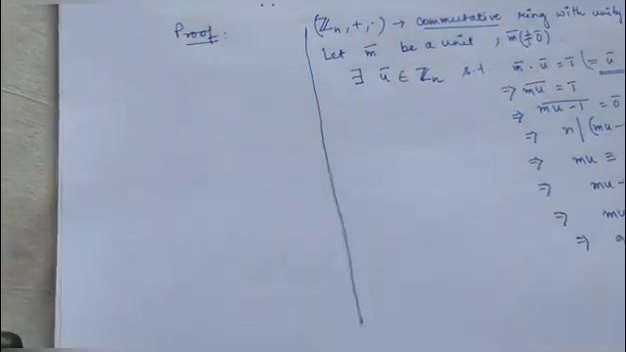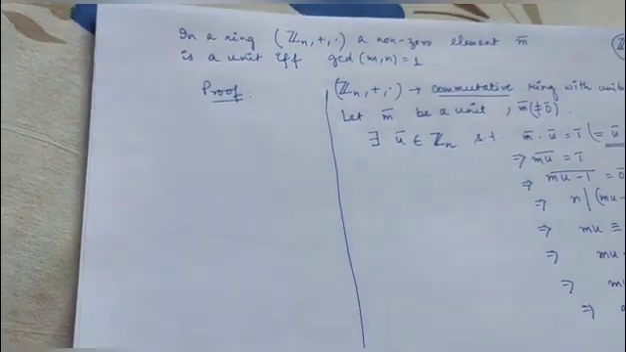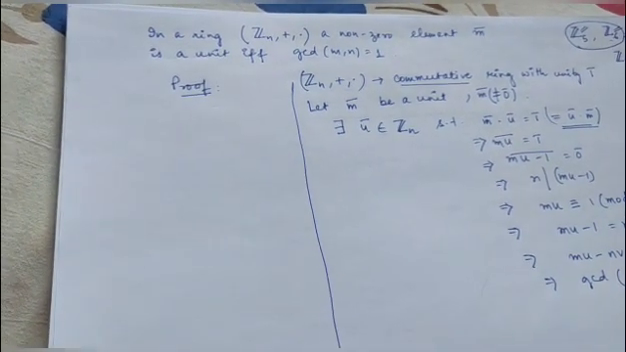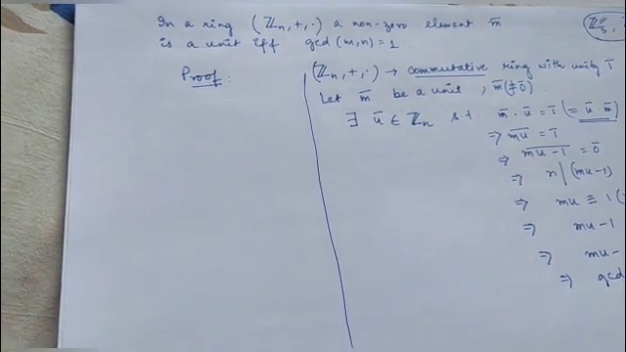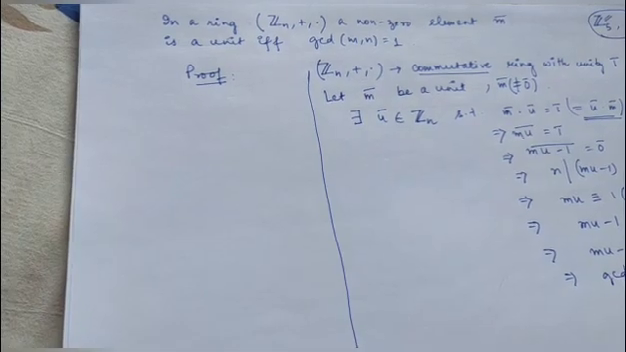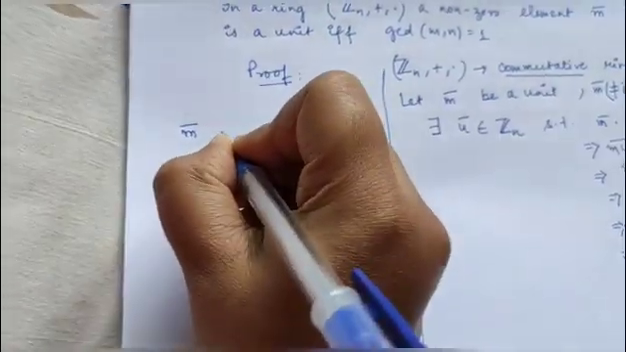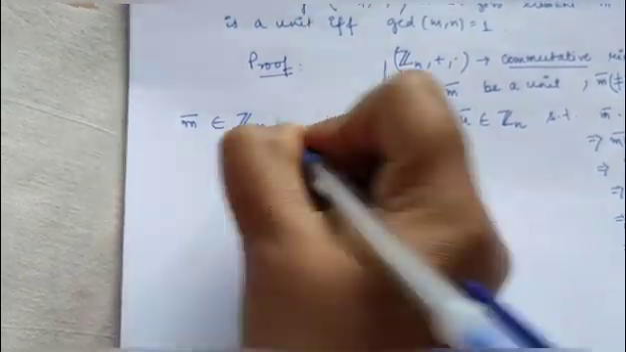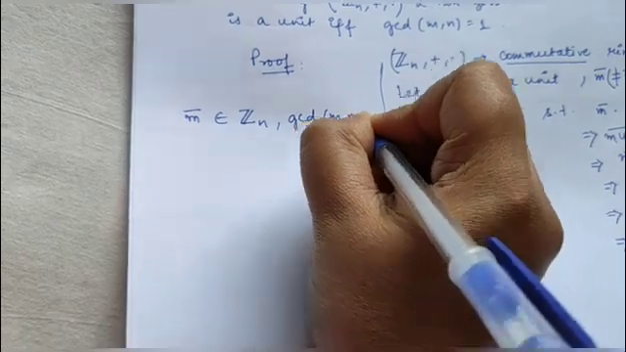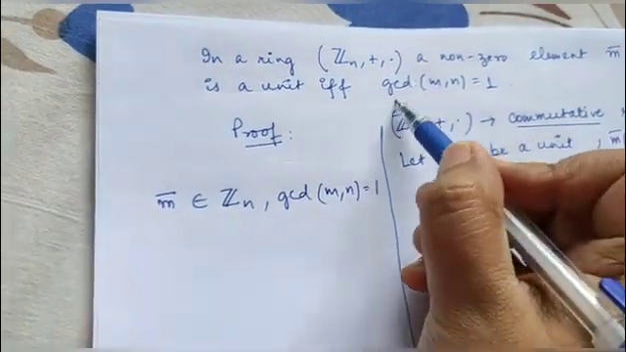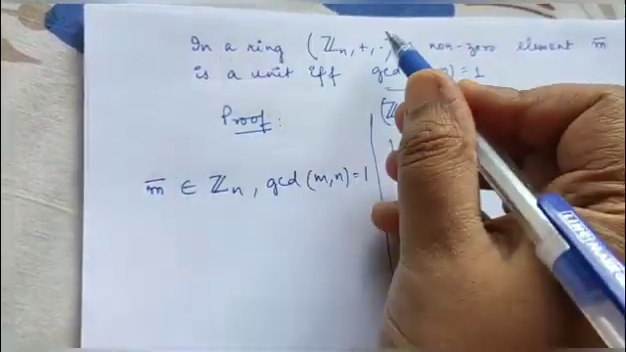Conversely, if we go for the other side of the proof, then how will we prove it? Now let M bar be an element. So what I am telling is that let M bar belong to Zn and GCD of M, n equals 1. So I am assuming this side and I will prove the other side.